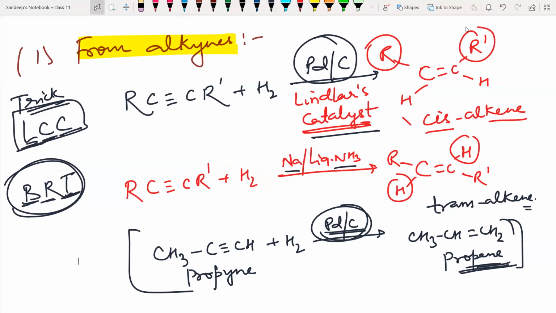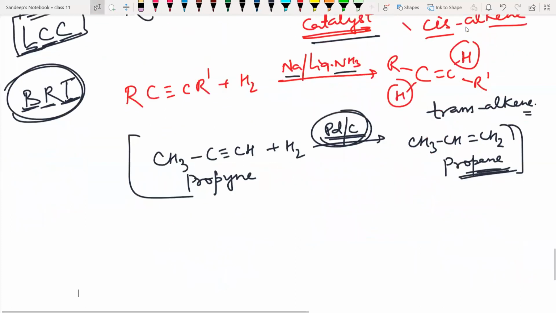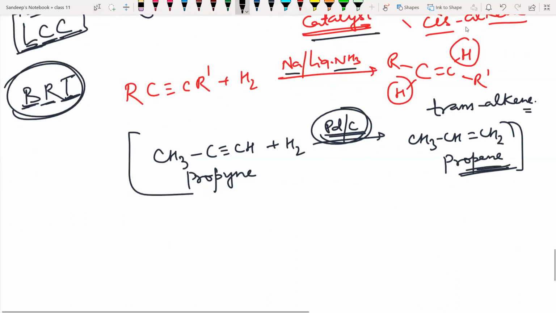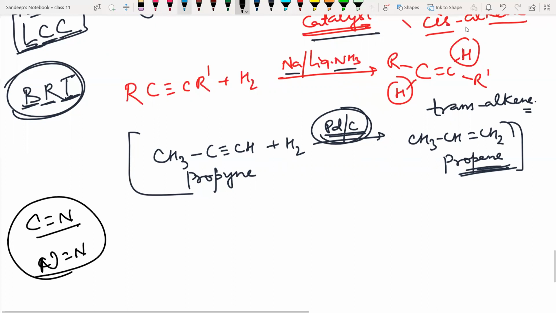Alkene with different groups attached to carbon. It will also be shown by carbon double bond nitrogen and nitrogen double bond nitrogen groups. I will discuss this also in the IIT lecture. Okay. Second method is from alkyl halides.